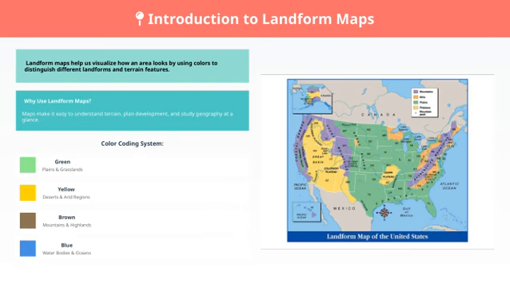By understanding this color system, we can quickly read and interpret landform maps, making them an invaluable part of geographic study and planning. They connect the physical features of the land to the visual cues we see, helping us better understand our environment and make informed decisions.